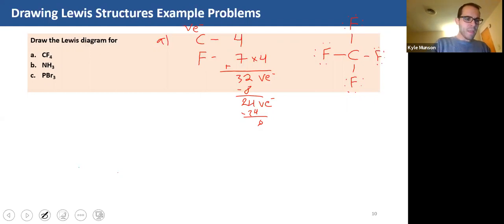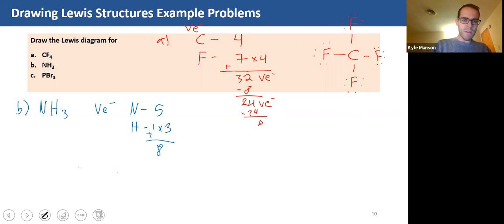So let's do the next one. I think I can fit it over here. NH3. Same idea. We need to figure out its valence electrons here. Nitrogen has 5. Hydrogen has 1 × 3. That has to do with its column in the periodic table. So altogether, I have 8 valence electrons. Hydrogen is never the central atom, so this is easy. It's going to be nitrogen here in the center, and then we connect it to each one of the hydrogens.